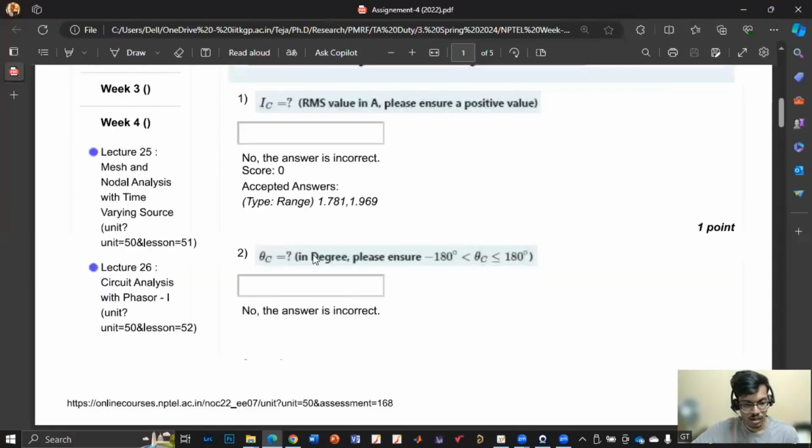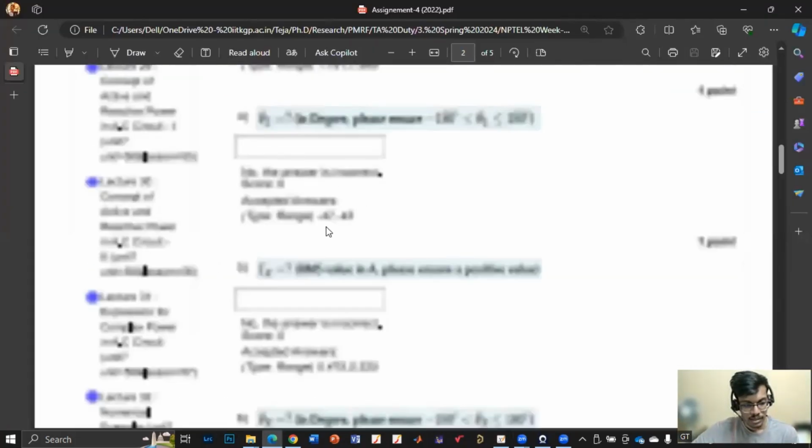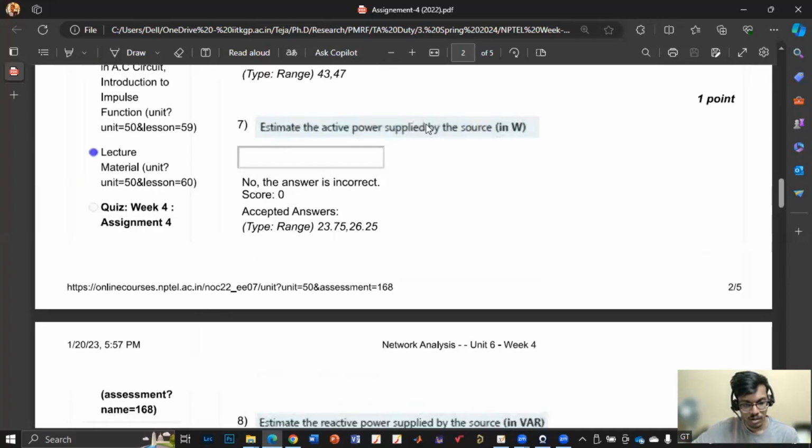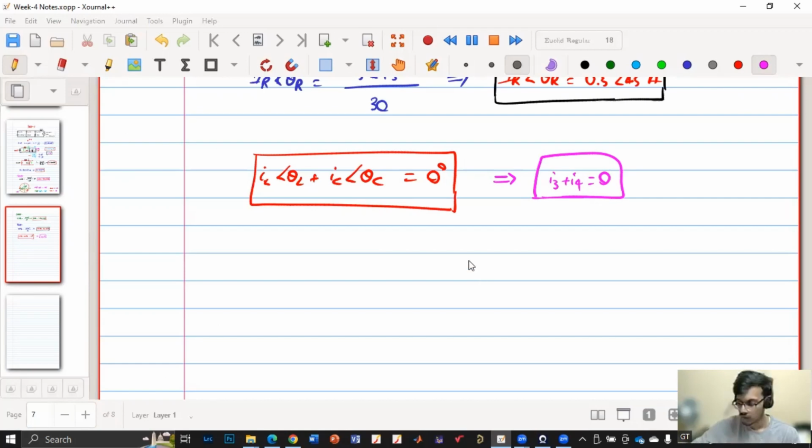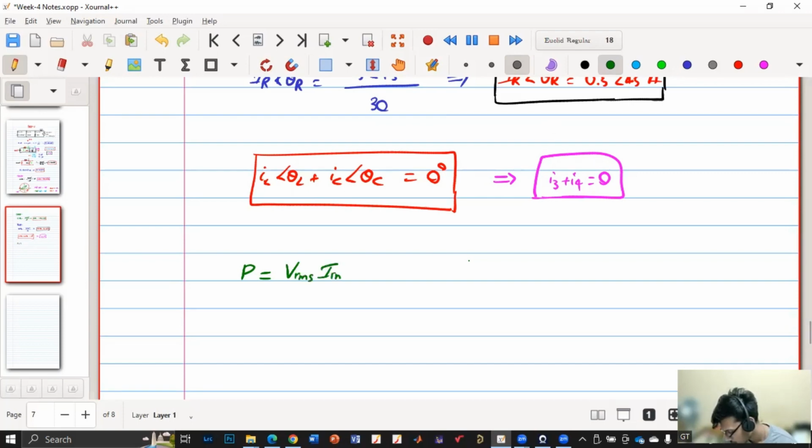So we'll quickly go back here. They are asking the active power supplied by the source and the reactive power supplied by the source. So how will I get active power? Active power is P, reactive power is Q. How will I get P and how will I get Q? Sir, source voltage into source current into cos theta. Yes. So source voltage VRMS, IRMS, cos theta.